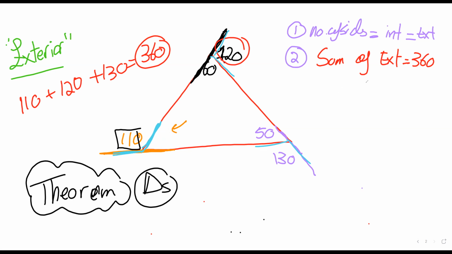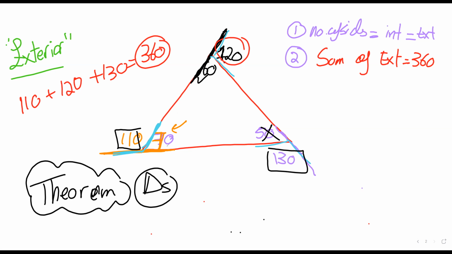Let's undo and take another example. Take another exterior, for example this 130. Let's just ignore the interior next to it. I will find that 130 is equal to 60 plus 70. The exterior angle is equal to the opposite interiors.